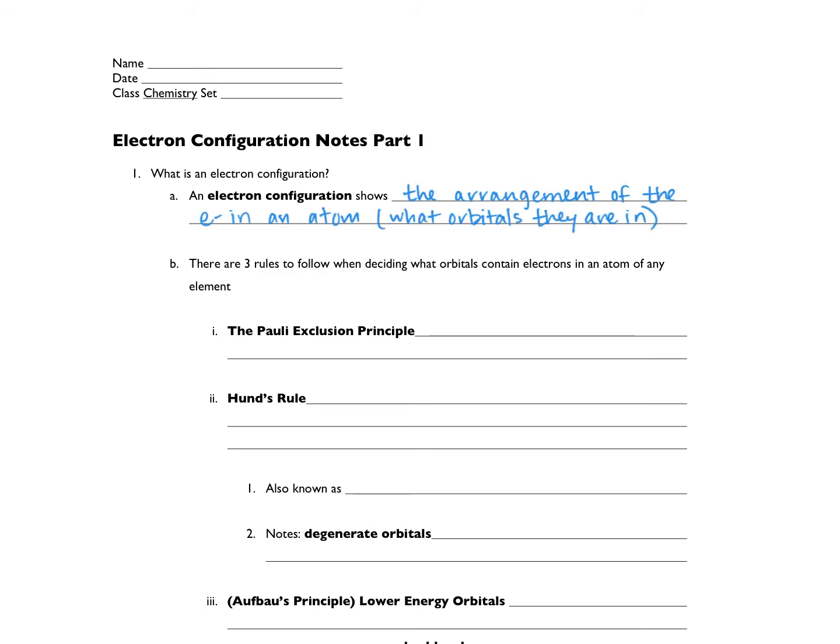An electron configuration is a way to show the arrangement of the electrons in an atom, meaning what orbitals they're in. In order to do this, we need to know 3 rules about how to write electron configurations. The first rule is that orbitals can only hold 2 electrons, and that those electrons must have opposite spin.